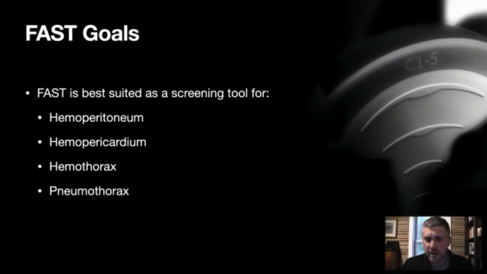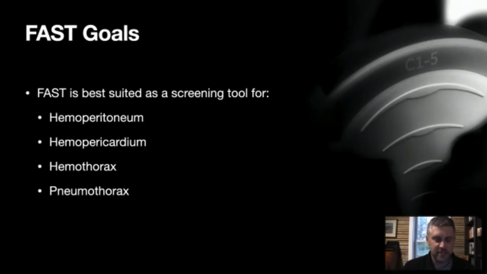I know we all know it, but I just want to do a brief summary of the basic FAST, and then we'll go into some of these new cases. So remember, the FAST exam is best suited as a screening tool to look for a couple of things, right? And by a couple of things, I mean 4. We're looking for hemoperitoneum, hemopericardium, right?